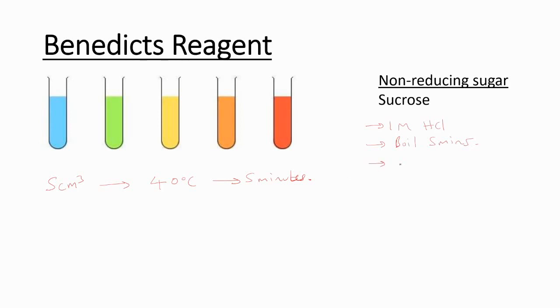Then I need to neutralize that acid by adding sodium hydrogen carbonate. I would add it dropwise until I neutralize the solution. I can test for pH 7 periodically using universal indicator paper. Once I've done this, the sucrose would be hydrolyzed to give glucose and fructose, both of which are reducing sugars. And then I can use the method already explained to test for reducing sugar.